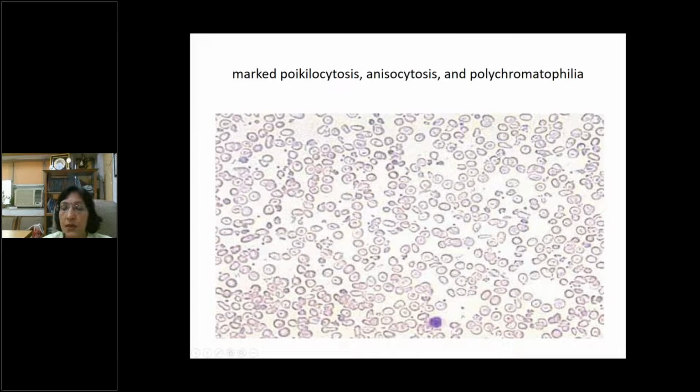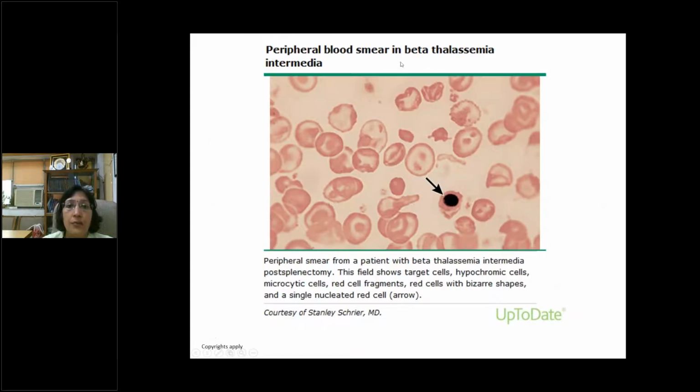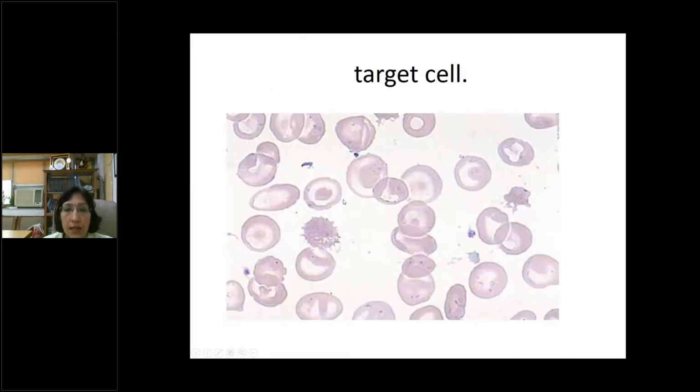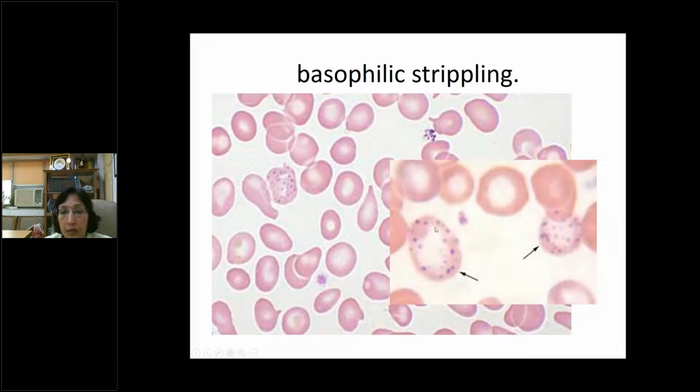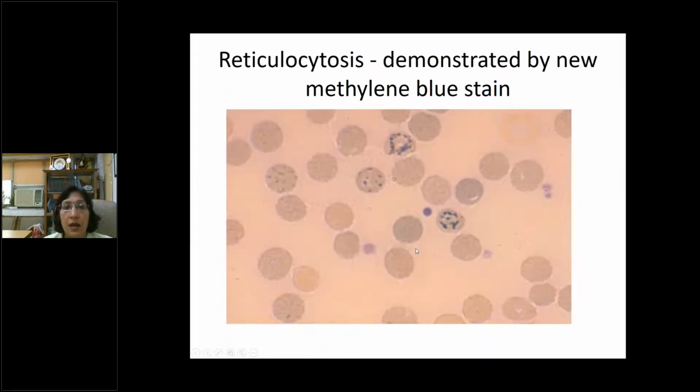Now the peripheral blood smear: increased red cell production by the bone marrow causes many changes in the size and shape, poikilocytosis and anisocytosis. You can observe nucleated RBCs, because these are released from the bone marrow. These are also called target cells. You can again observe these target cells. You can observe basophilic stippling in thalassemia, and of course there will be increased reticulocytes, which can be demonstrated by the methylene blue stain.